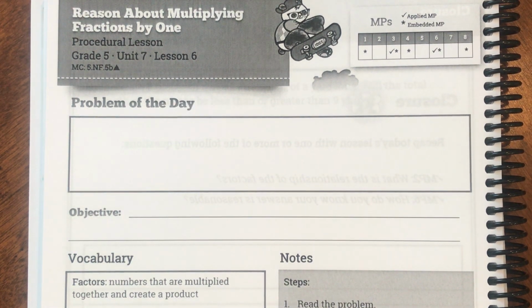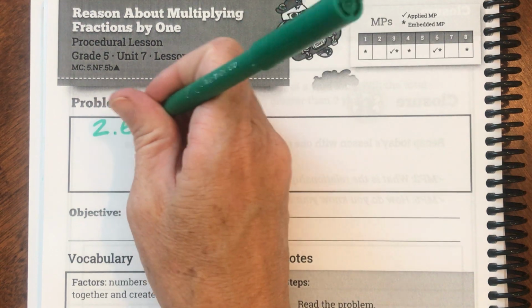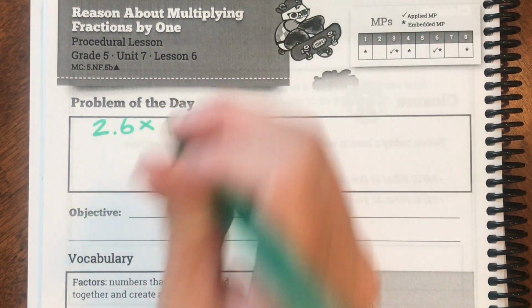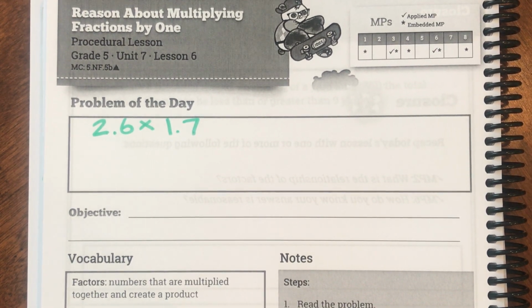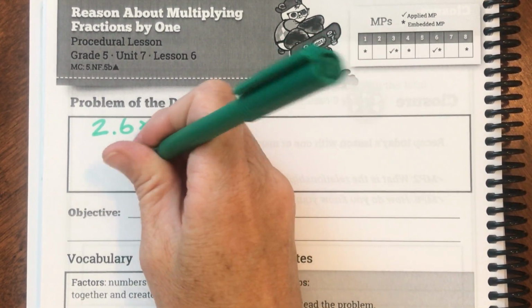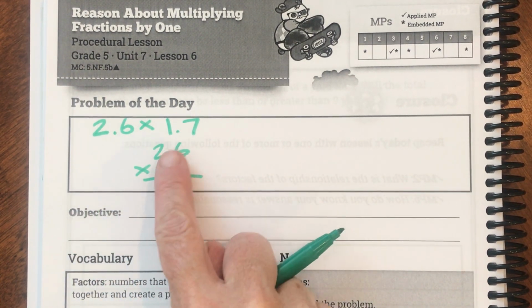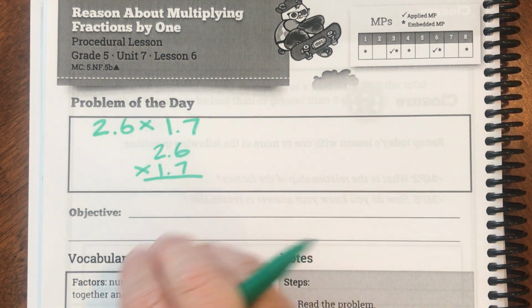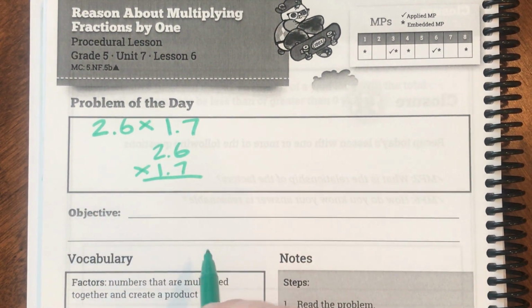Before we begin today, our problem of the day is going to be reminding ourselves about multiplying decimals. So my first problem is 2.6 times 1.7. When I multiply decimals, I don't want to line up the decimal. That's not my goal, but sometimes it's going to line itself up. So notice that I didn't purposely line it up. I just ignored the decimal and it lined itself up. That's fine. So again, we don't purposefully line up the decimal. We just set up the numbers ignoring the decimal.